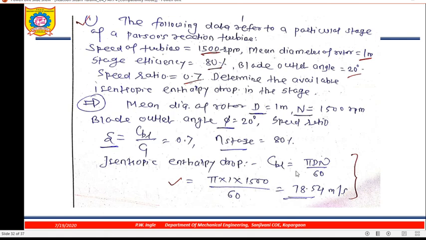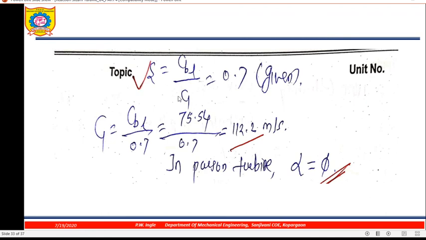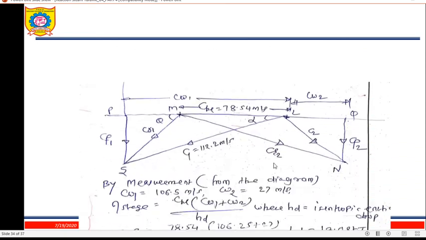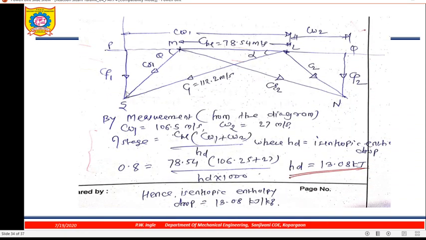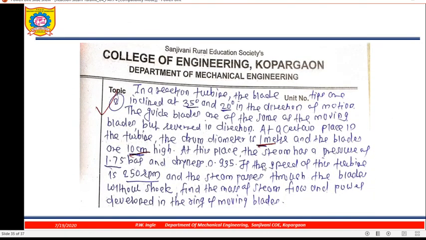So first of all calculate CBL. It is pi D N by 60. Then S, okay, so you are getting C1. For Parsons turbine alpha equal to phi. So draw the velocity triangle, okay. By measurement you are getting CW1 as 106.5 meter per second, CW2 as 27 meter per second. Now what is stage efficiency? It is work done upon enthalpy drop, where H suffix D is isentropic enthalpy drop. So you can calculate the isentropic enthalpy drop. Very simple. Okay, so I think this problem we have already solved in the last video.